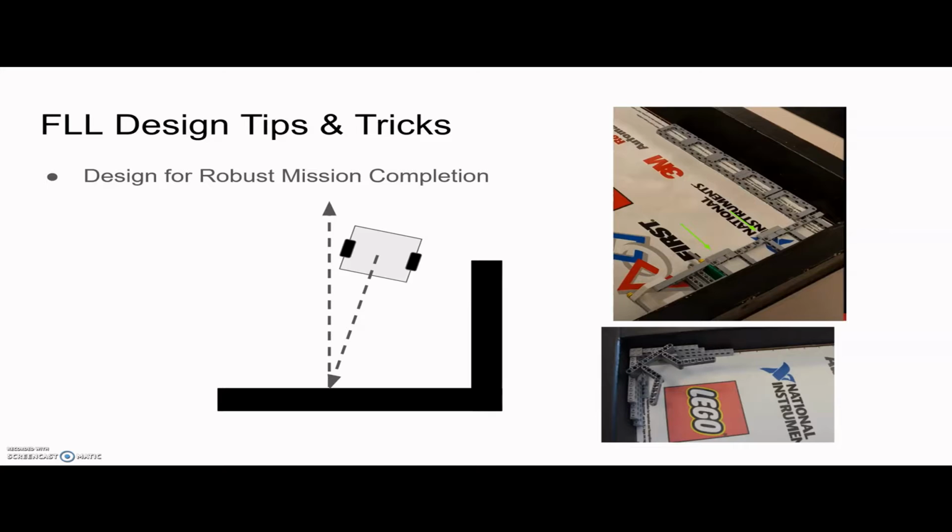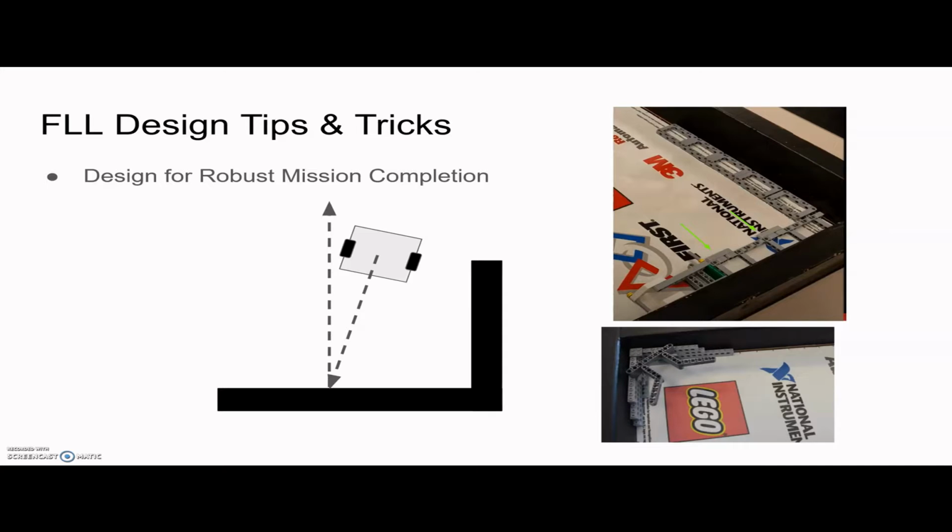A jig is a set of Lego pieces which ensure the robot is always started in the same position. You can build them and bring them to the field with you to ensure you always place your robot properly before starting a mission. Be sure to read the rules for any restrictions on how big your jig can be and how you can use them.